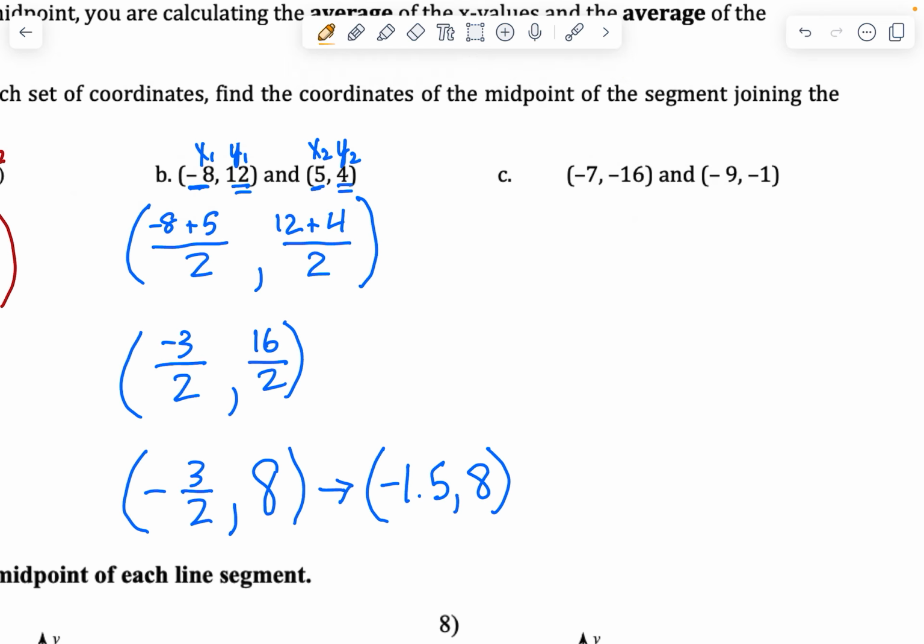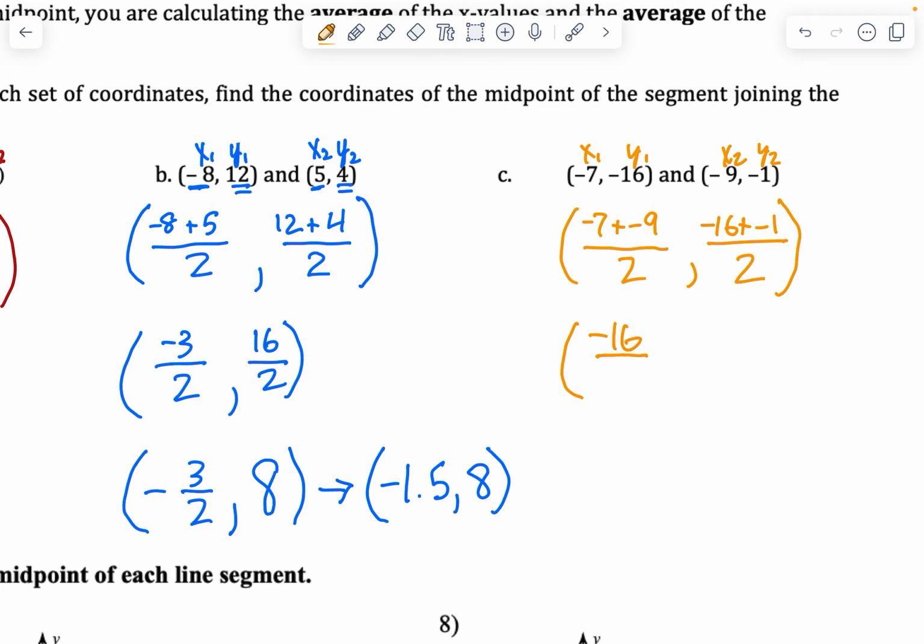If we go to example 3 here, this is my x1, y1, x2, y2, so going a little bit quicker, plugging into the formula, I'm going to add the x's, negative 7 plus negative 9. Now watch your signs, I'm adding up two negatives there, so we have to be careful with that. And then negative 16 plus negative 1, divided by 2. When we add those up, we get negative 16 over 2, and over here we're going to get negative 17 over 2.